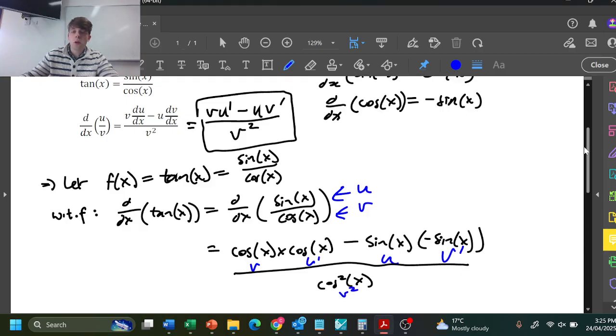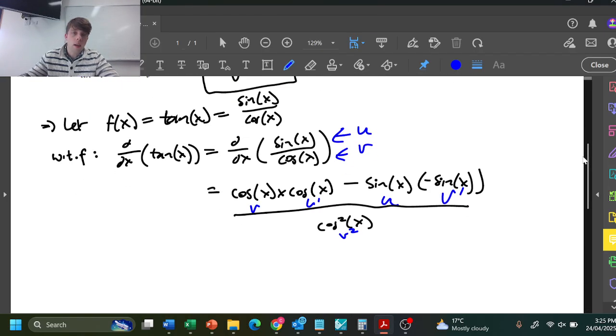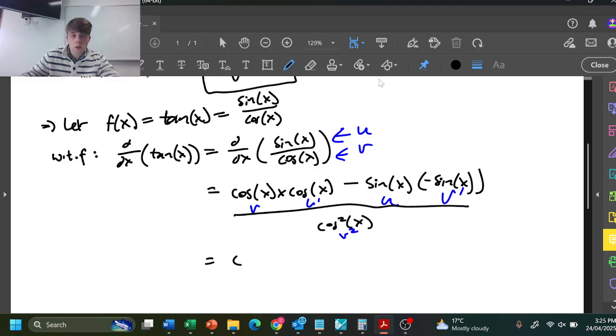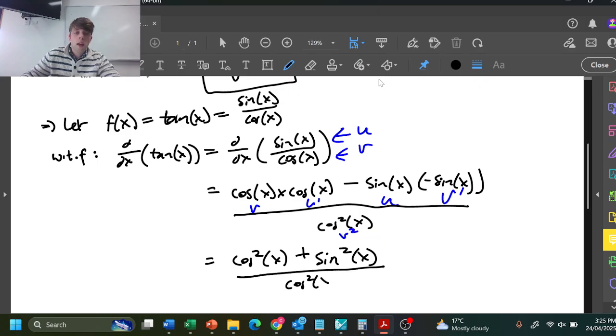I've just done that in blue to try and show you what I've done here, but that's the idea. Now we can neaten things up a little bit with this quotient rule. This is going to give us cosine squared minus, well, actually, that's a double negative, so that becomes a plus sine squared x, all divided by cosine squared x. And look at this, up the top we've got cosine squared plus sine squared. We know, based on the trigonometric identity called the Pythagorean identity, that cosine squared plus sine squared is equal to 1. So we have shown what we want to show.